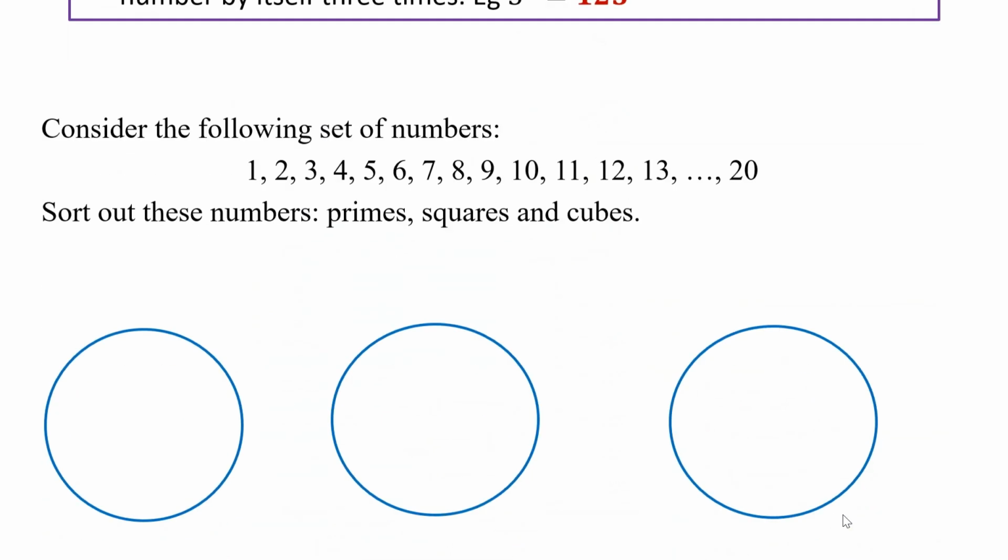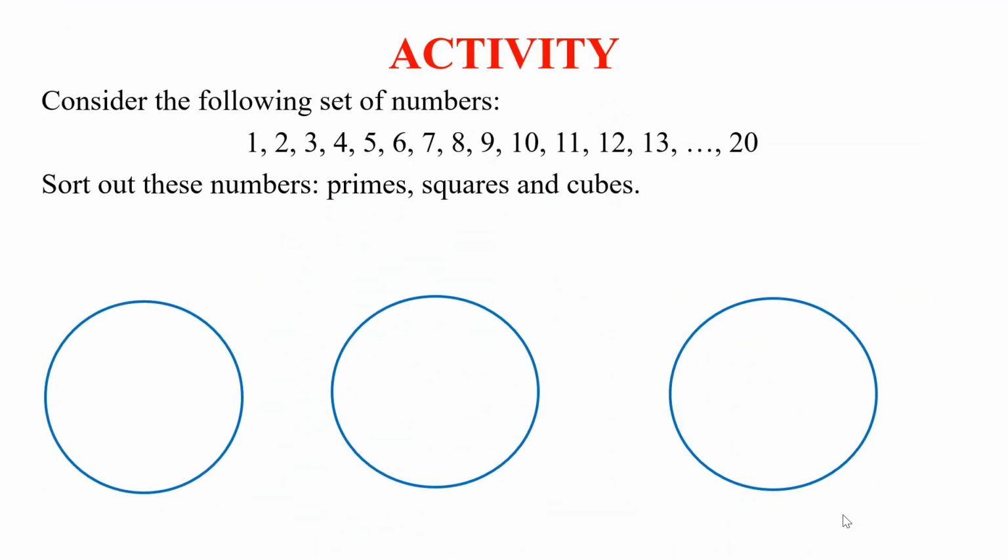Let's look at this activity. Numbers from 1 to 20, we want to sort them into three categories. We want to write out the prime numbers, the square numbers, and the cube numbers here. Let's start with the prime numbers.